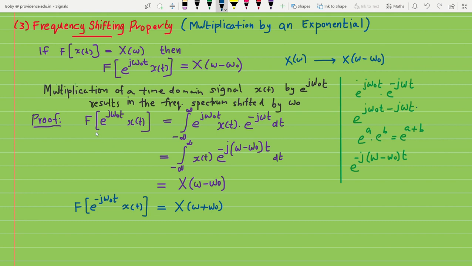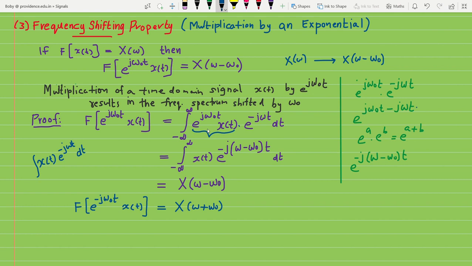Let us find the Fourier transform of e raised to j omega 0 t into x of t. As per the definition, it is equal to the integral from minus infinity to infinity. Here our input signal is e raised to j omega 0 t into x of t, into e raised to minus j omega t dt. Because we know that the Fourier transform of x of t is the integral of x of t e raised to minus j omega t dt.